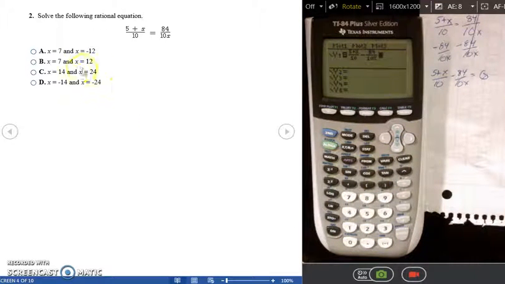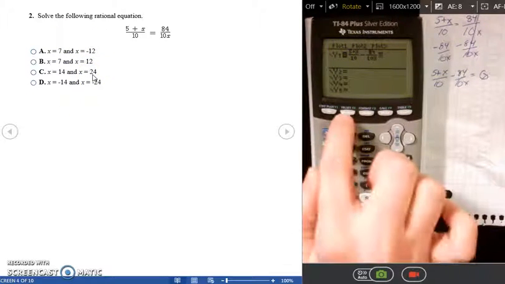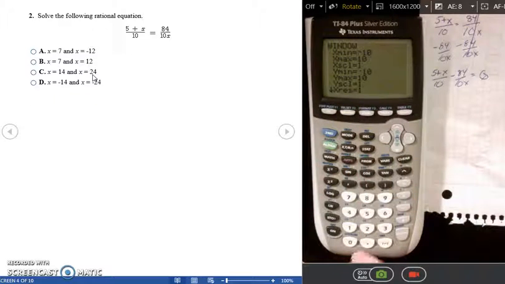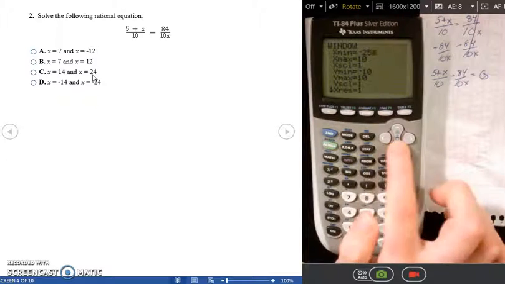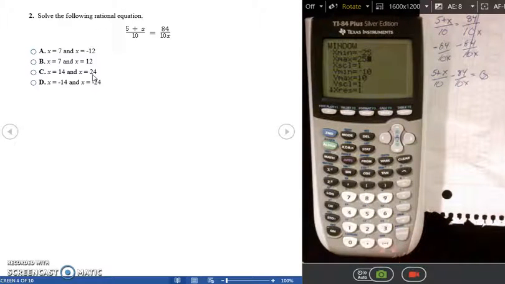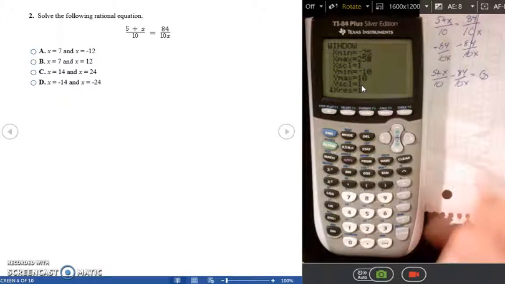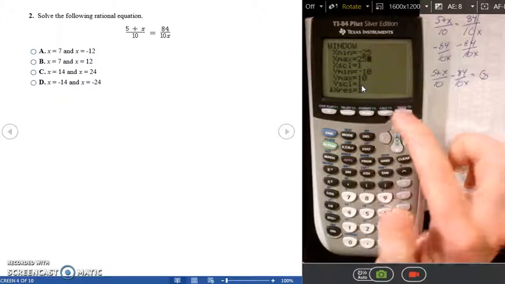Looking at my answers here, I can see that the x is from anywhere from negative 24 to positive 24. And where I'm going to get my answers is along that x-axis. So I'm going to go into Window right here and set my x-axis to be from negative 25 to positive 25, so I can see where any of those possible answers are. And I'm going to leave the y-axis alone because I don't need to see as high up. And so I'm going to press Graph.